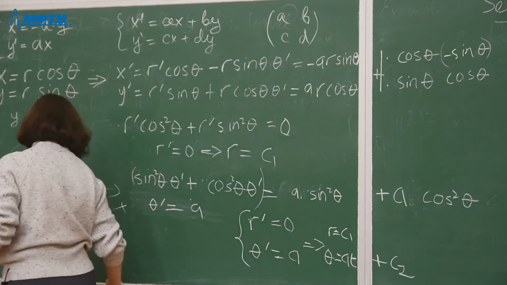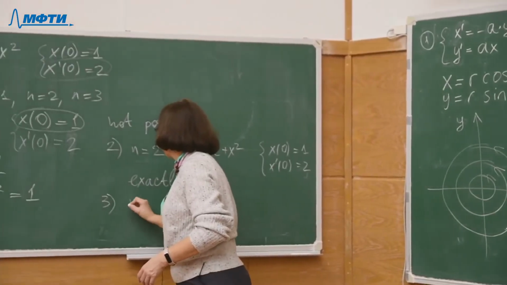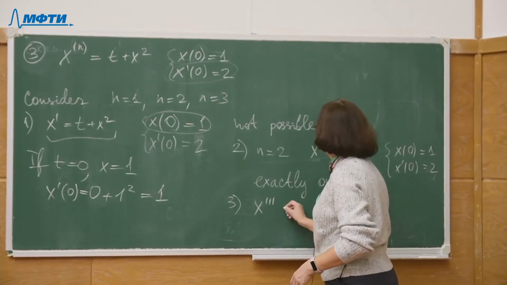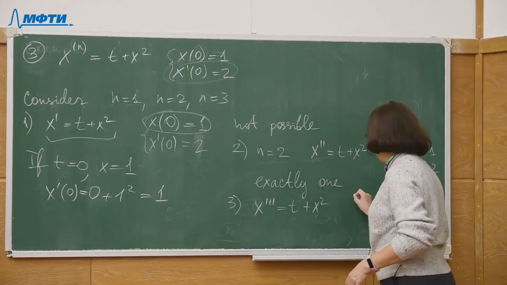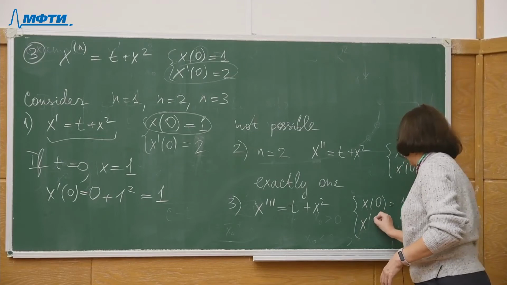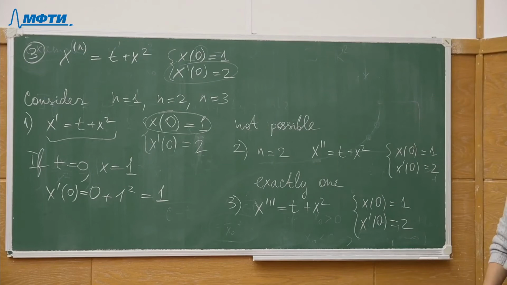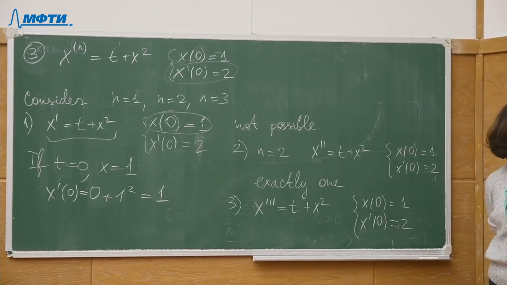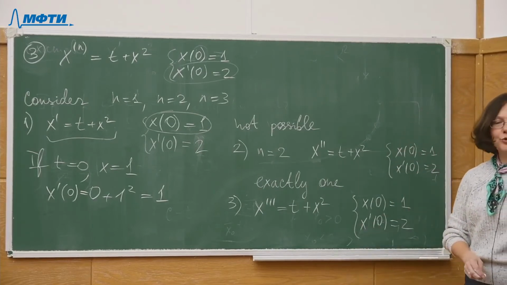Next, question number 3. If n equals 3, what about x triple prime equals t plus x squared, with initial conditions x of 0 equals 1, x prime of 0 equals 2? How many solutions does this equation have satisfying these initial conditions? Do you know? Right, infinite. So how to prove this?